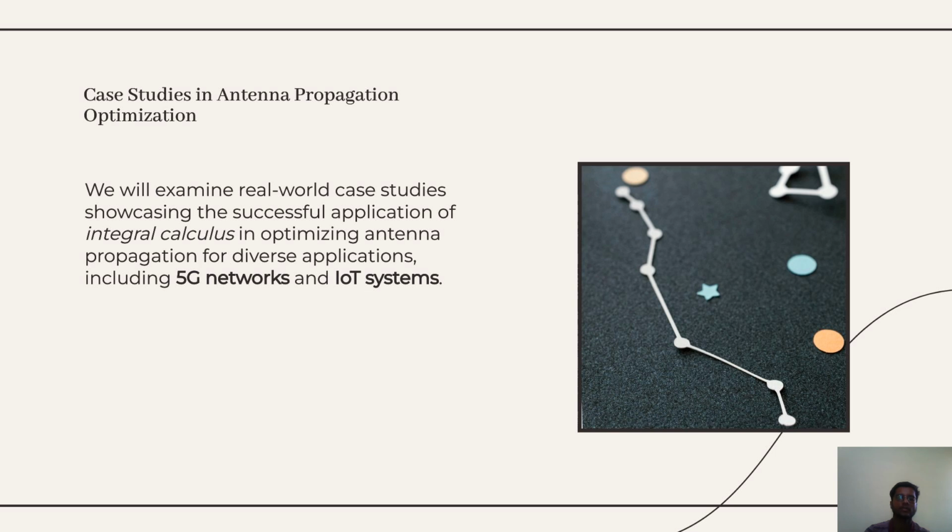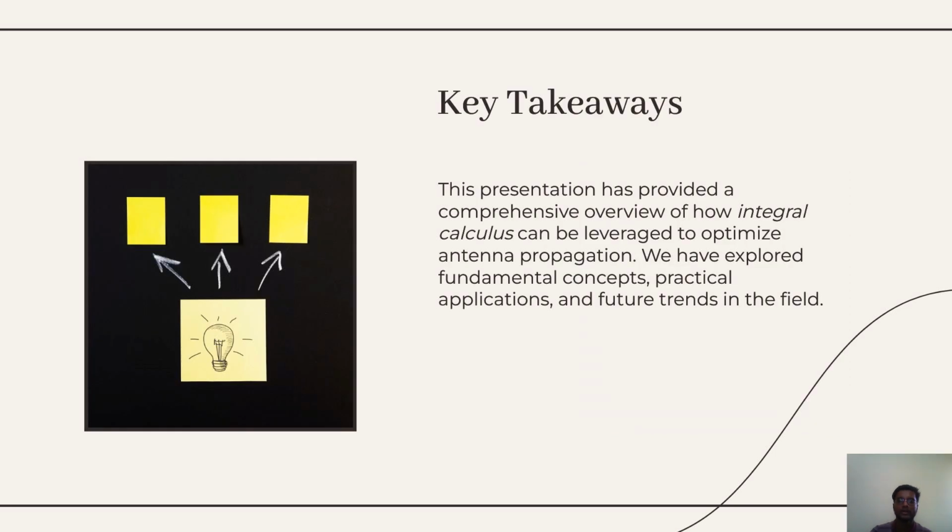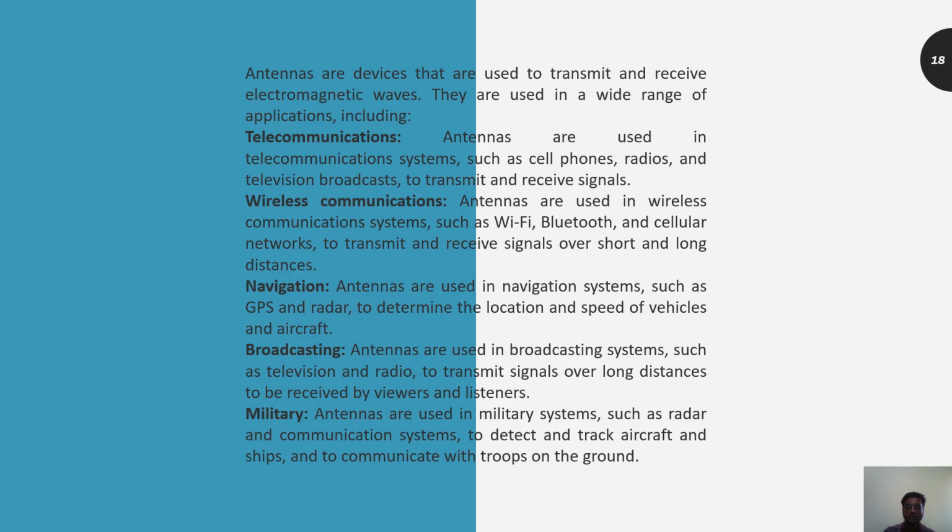Case studies in antenna propagation and optimization. We will examine real-world case studies showcasing the successful application of integral calculus in optimizing antenna propagation for diverse applications, including 5G networks and IoT systems. Key takeaways. This presentation has provided a comprehensive overview of integral calculus and how to leverage it to optimize antenna propagation. We have explored the fundamental concepts, practical applications, and future trends in the field. Now let us discuss the applications of antennas.